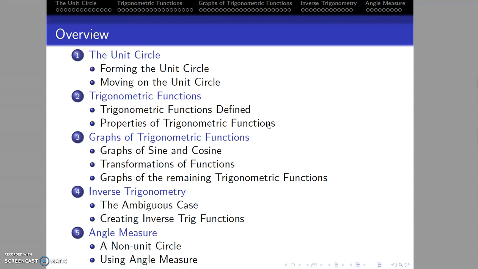We're going to start with this video asking ourselves, when are our big six functions undefined, if they are ever undefined? When are they zero? When are they positive? When are they negative? Just some basic questions here. So let's see what we got.